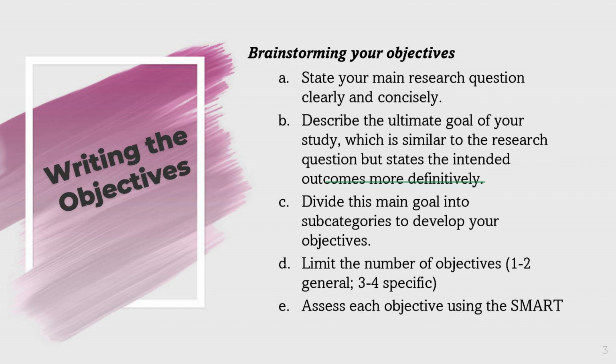Here are some ideas. First, state your main research question clearly and concisely. Second, describe the ultimate goal of your study, which is similar to the research question but states the intended outcomes more definitively. Third, divide this main goal into subcategories to develop your objectives. Fourth, limit the number of objectives, ideally 3 to 4 specific objectives and 1 to 2 general ones, and assess each objective using the SMART method.